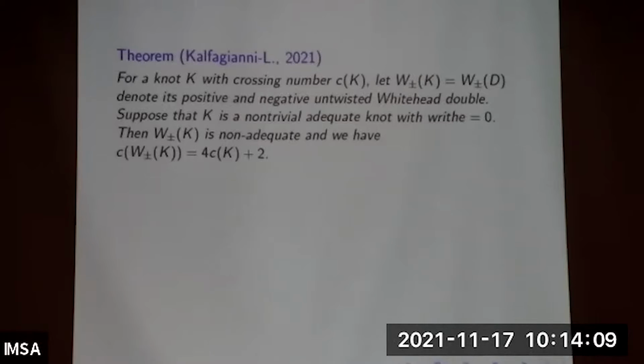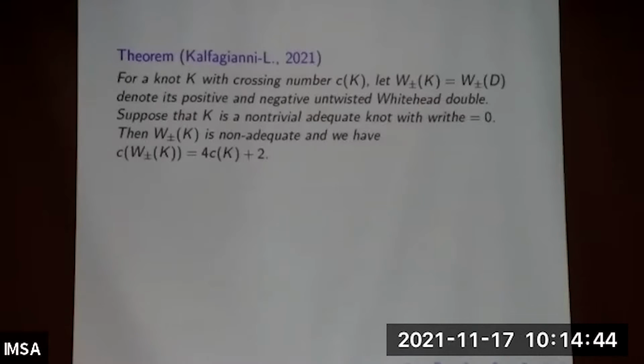So I should say a few words about the terms involved here, because you might not be familiar with some of these constructions. First of all, what is an adequate knot? I will give you a definition in just a bit, but you can think of that as a generalization of alternating. And another thing is that we are assuming that the rho of the adequate diagram of a knot has rho equal to 0. Rho is not in general an invariant, it's strict to the positive adequate diagram.